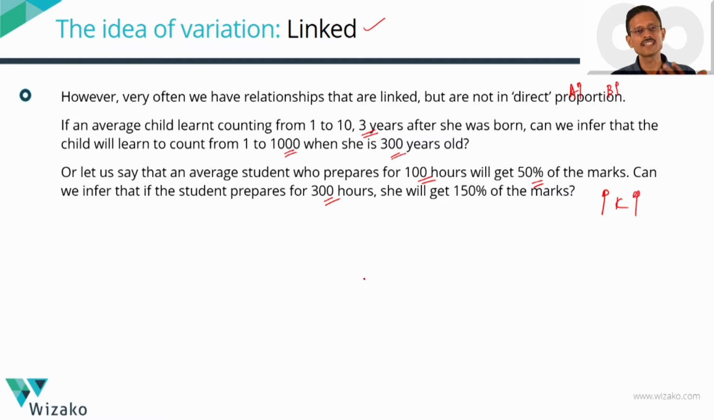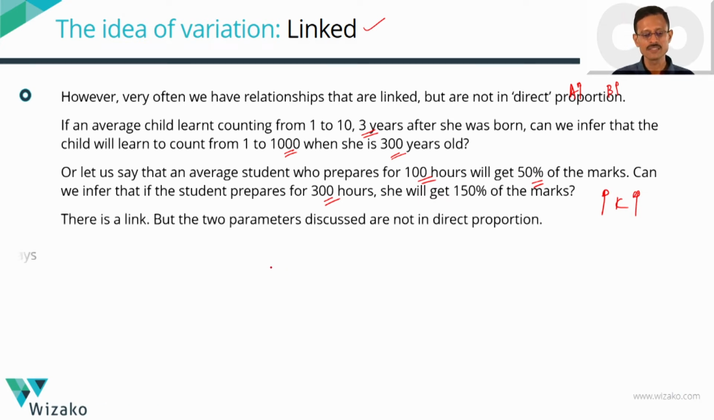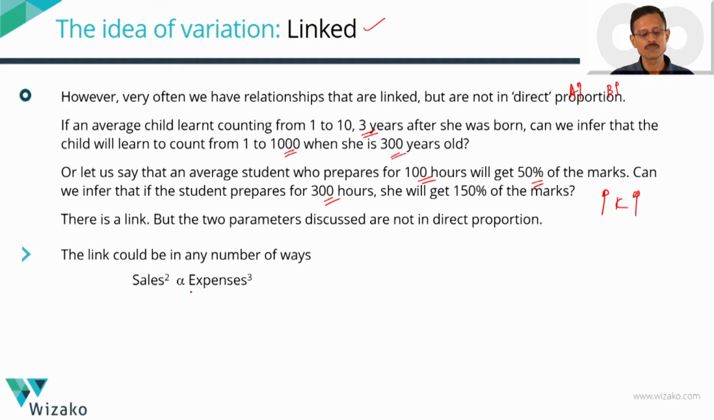Here are a few other examples where we'll see it in the question the way it appears. This is an example when we say that square of sales is proportional to the cube of expenses. So square of sales is directly varying as cube of expenses. Sales is linked to expenses. Sales is not directly proportional to expenses.